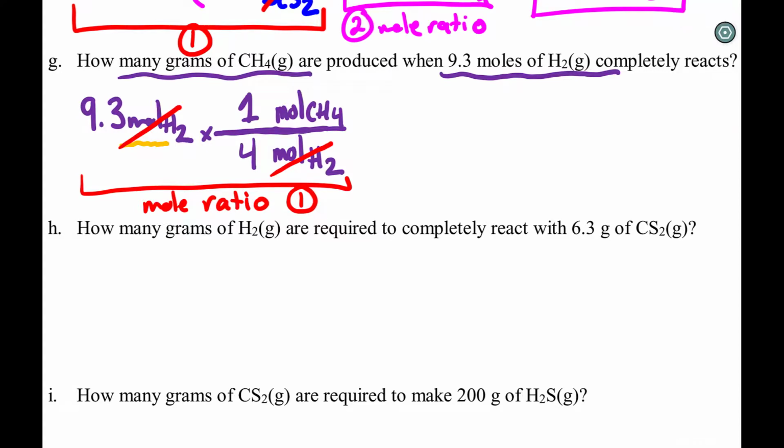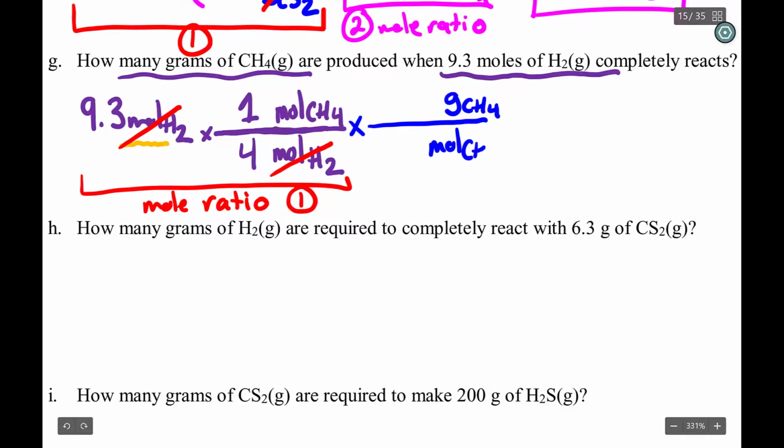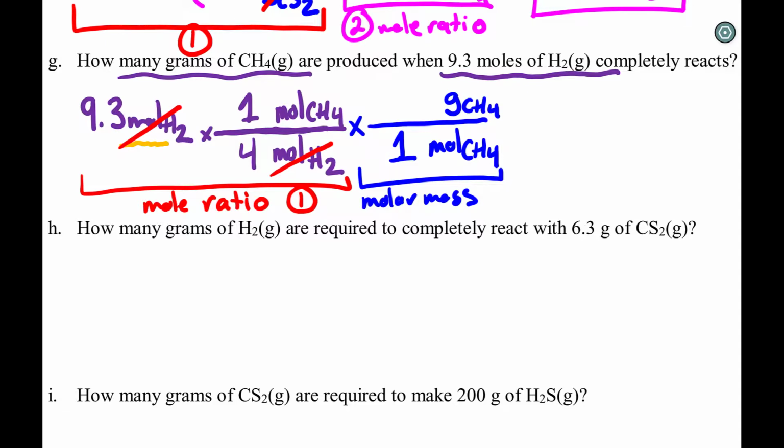Now the question ultimately is asking to get grams of CH4. So I need grams of CH4 on top, but I need to cancel out moles of CH4, so that has to go on the bottom. Now what unit has grams and moles in it? A molar mass. In this case though, the moles is on the bottom, and in a molar mass, the moles is always 1. And the molar mass for CH4 is 16.05 grams for every 1 mole. This would be my second step, and it would convert moles of CH4 into grams of CH4.